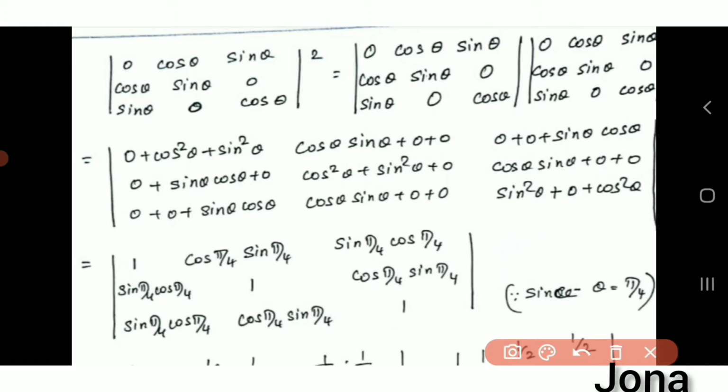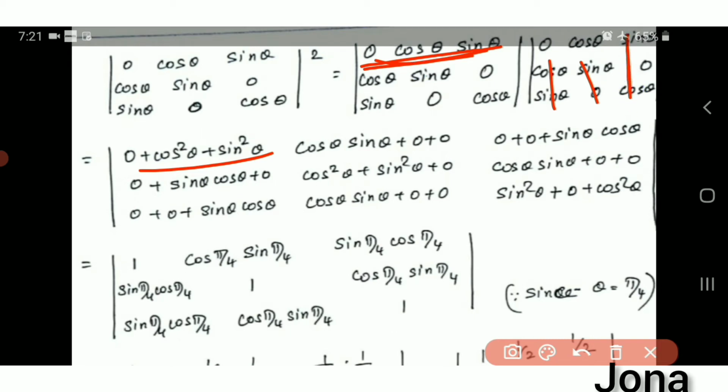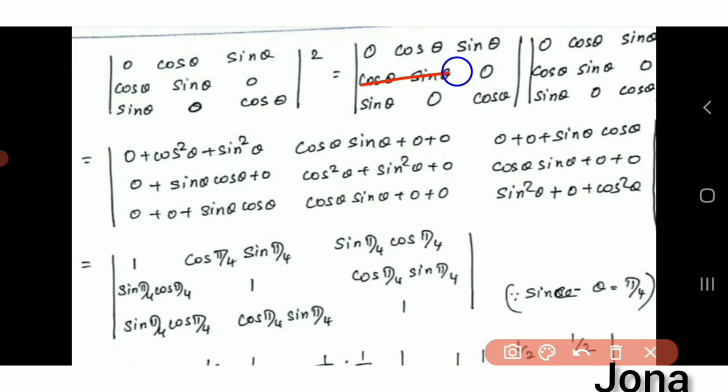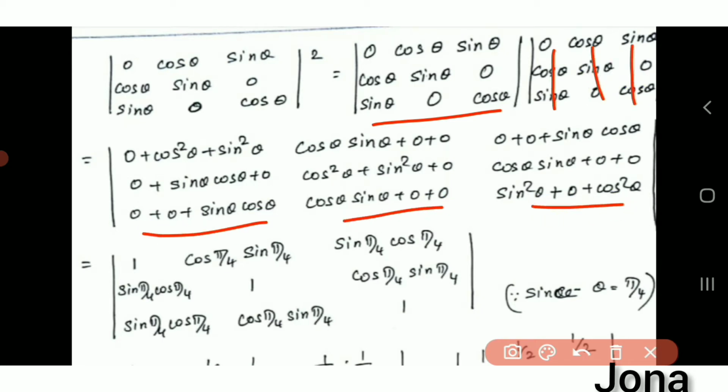We have to multiply here the first row and first column, isn't it? So 0 into 0 plus cos into cos is cos square, and sin into sin is sin square. Likewise, first row second column, then first row third column. Then the second row with the first, second and third columns, and then the third row with the first, second and third columns. We write the answers one by one here.